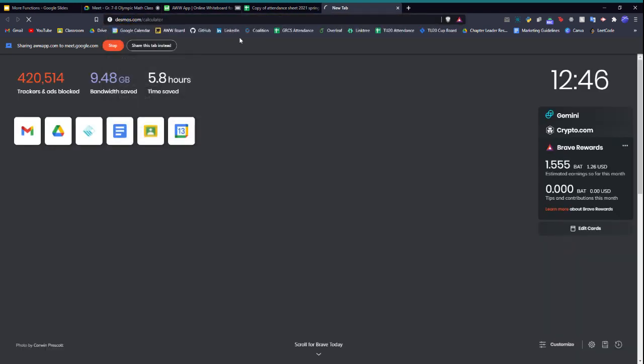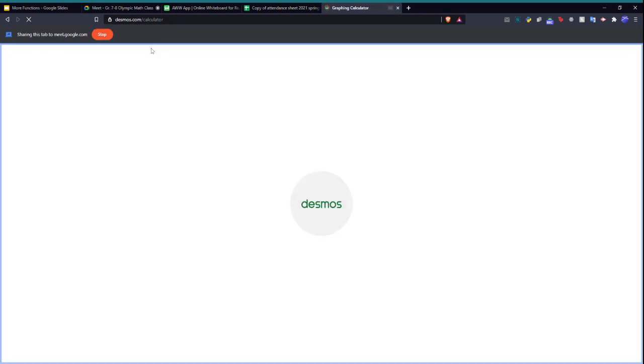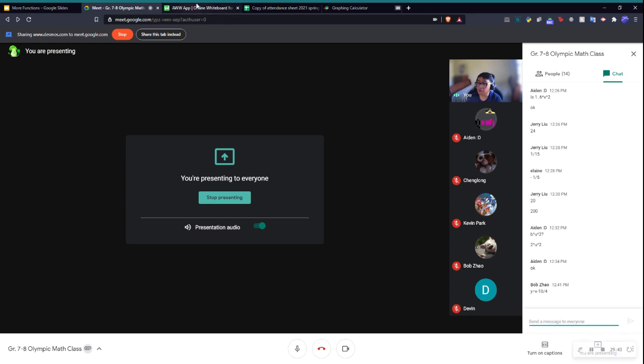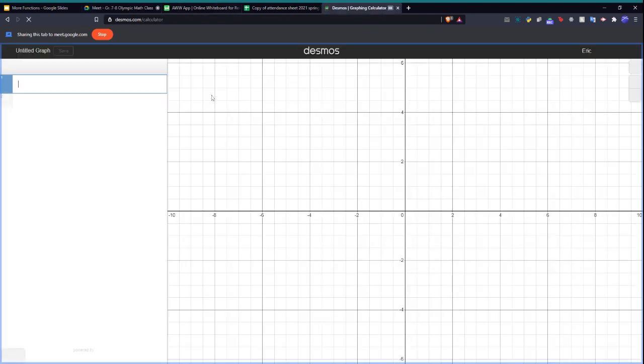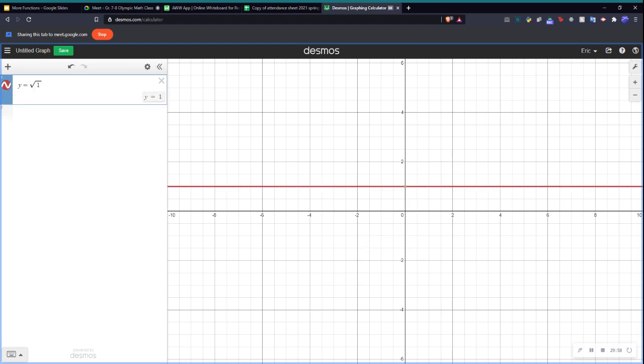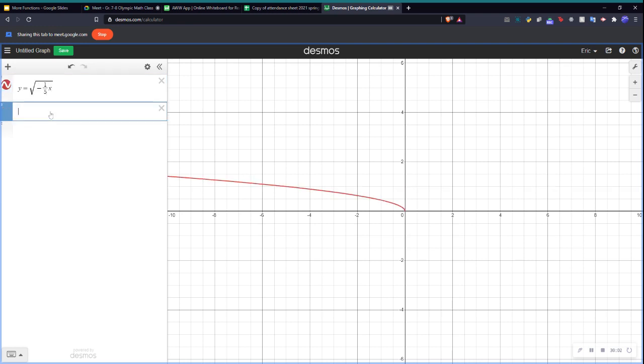Well, let's actually graph this on Desmos. So we have square root of negative 1/5 x. Hopefully this loads. Okay. So I'm going to separate this into two parts. Remember, we have a positive square root and a negative square root. Let's write both those down. There, and then y is equal to.